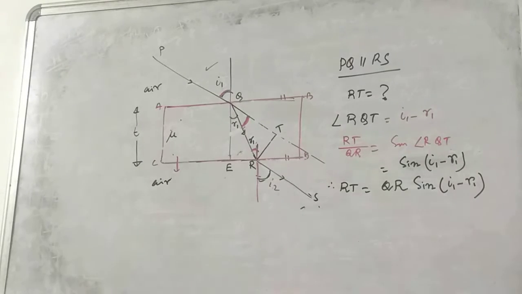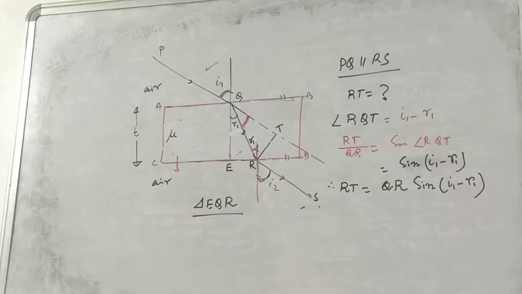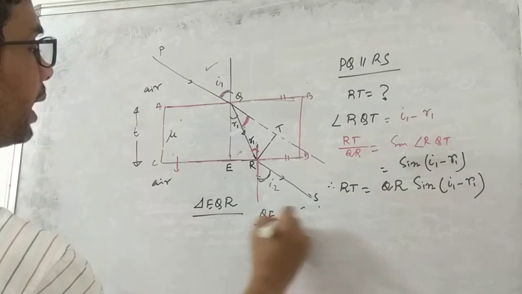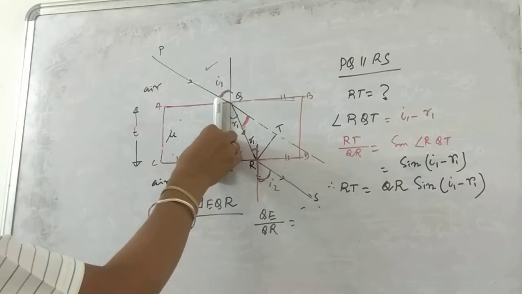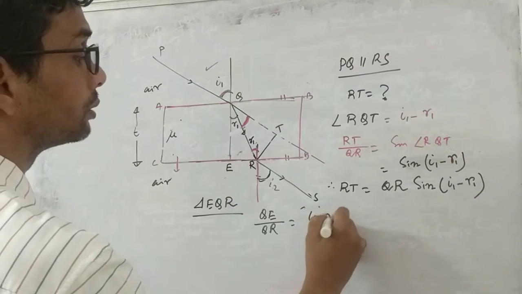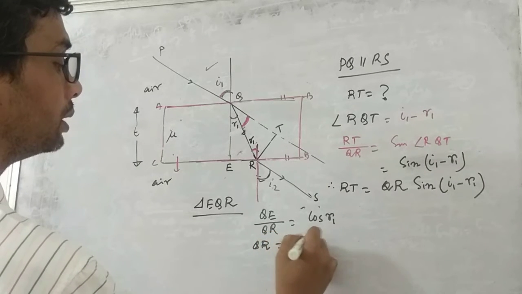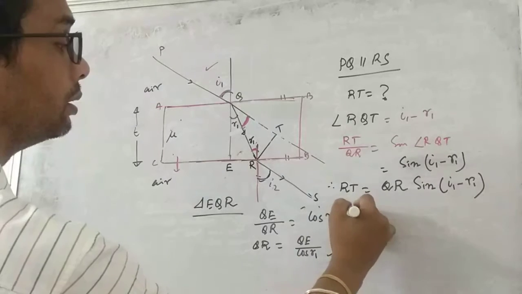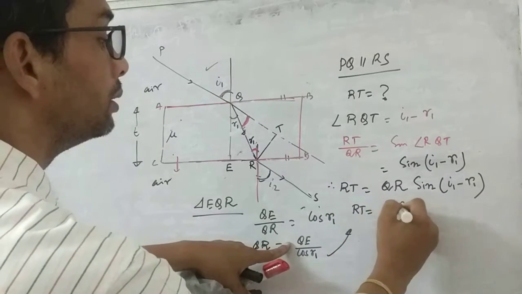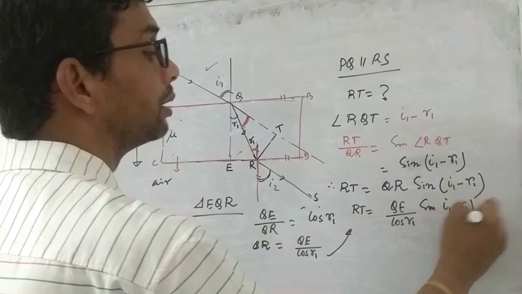Now, what is QR? From the triangle EQR, QE by QR, this is base, this is hypotenuse, base by hypotenuse, is nothing but cos r1. Therefore QR is nothing but QE by cos r1. So putting this value of QR over here, RT is nothing but QE by cos r1 into sine(i1 minus r1).